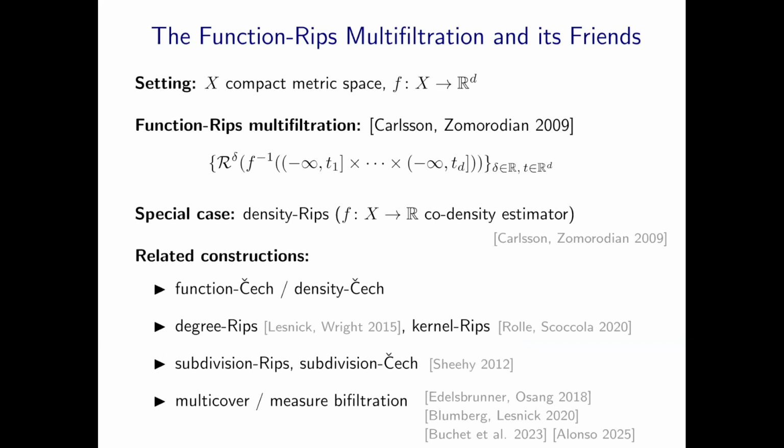So this filtration has been heavily studied, as I said, and here's a list of papers. And there are many related constructions that have appeared. There's the function Čech, the density Čech. There's the degree Rips filtration. There's the kernel Rips filtration, subdivision Rips, subdivision Čech, et cetera, et cetera.